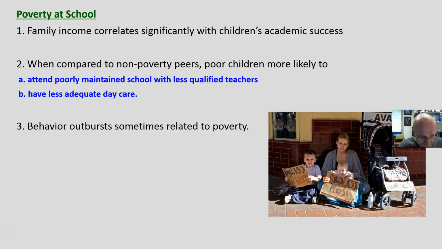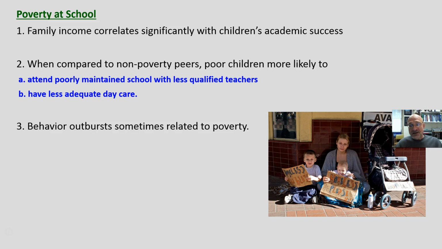Poverty at school correlates significantly with children's academic success, especially in preschool and kindergarten. All right, these standardized test scores that we trot out and publish in the newspaper, they are more a reflection of parents' level of income and education than they are anything related to school or teacher success. It correlates with it. And now, it doesn't mean that poor people aren't as capable.